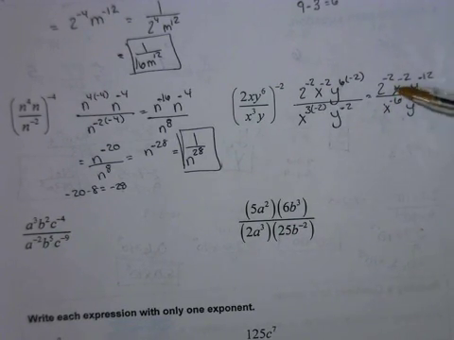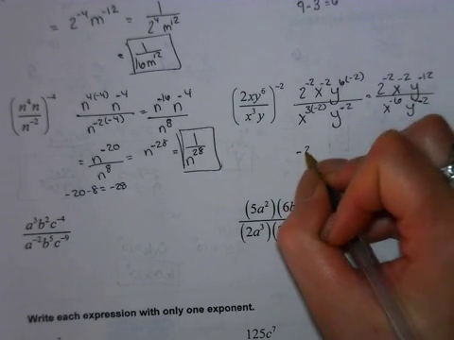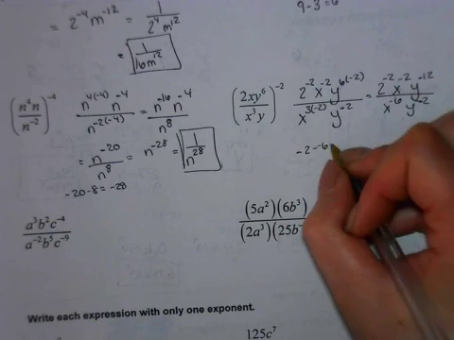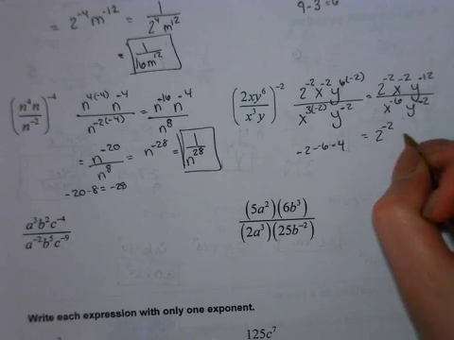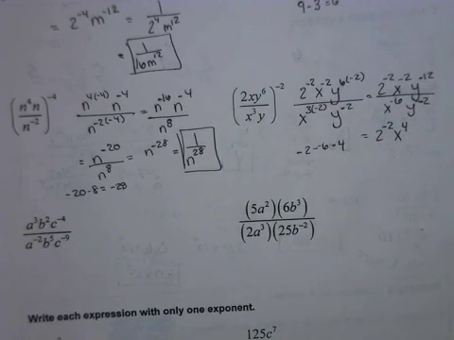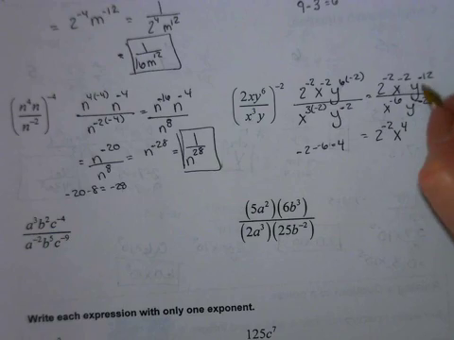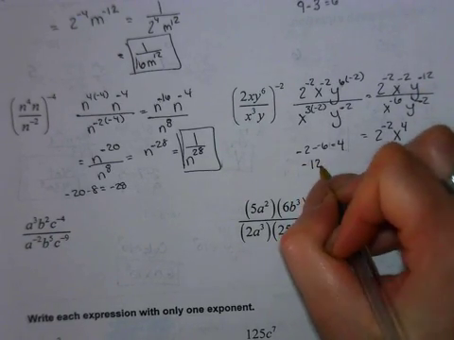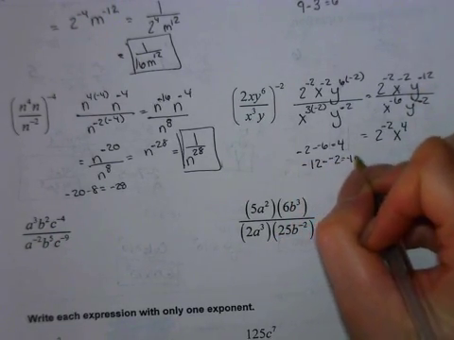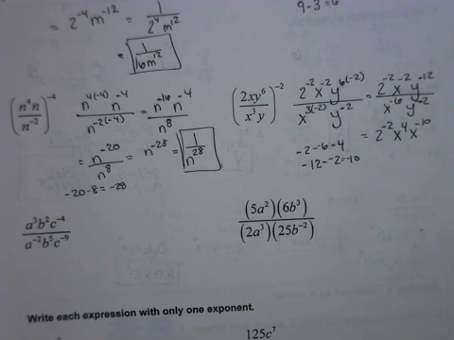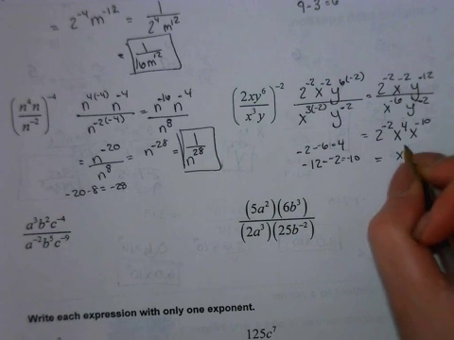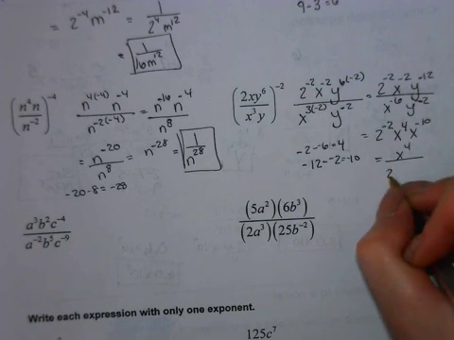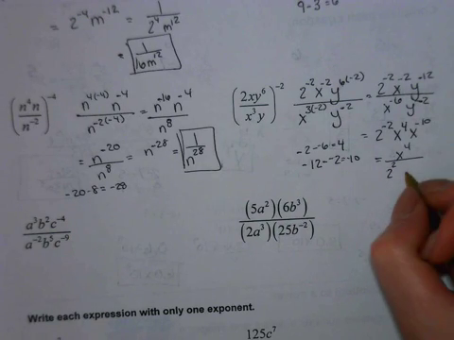So we have like common bases of x. So negative 2 minus a negative 6 equals 4. So we have 2 to the negative second power times x to the fourth. Our like bases of y, we have negative 12 minus a negative 2, which equals a negative 10. So then we can rewrite this using positive exponents. So x to the fourth stays in our numerator. 2 to the negative 2 goes into the denominator.